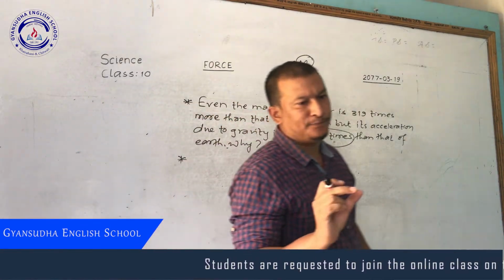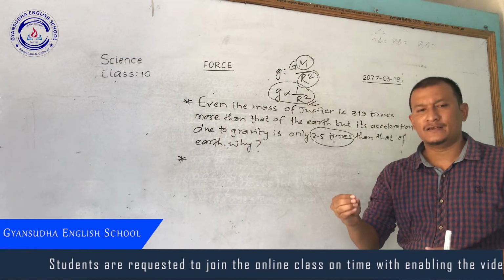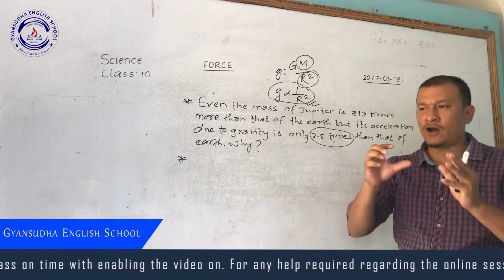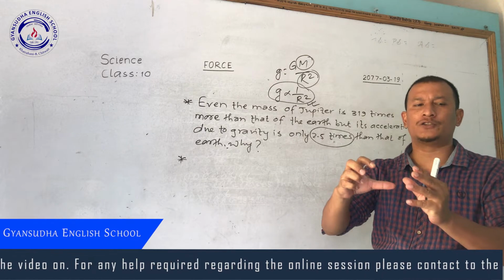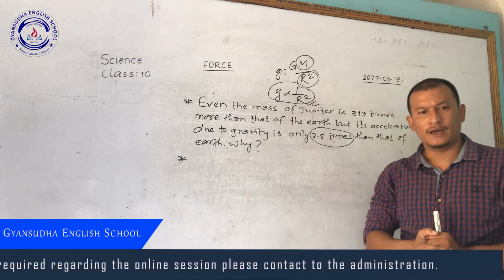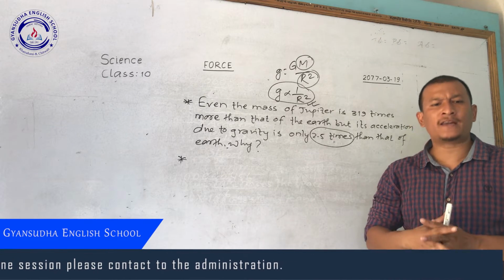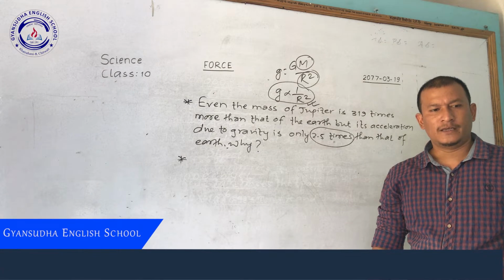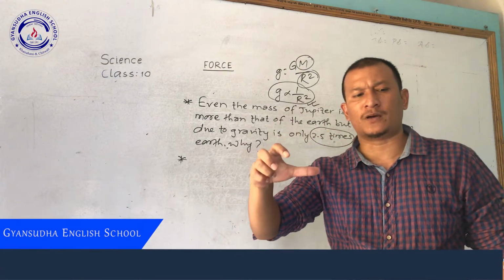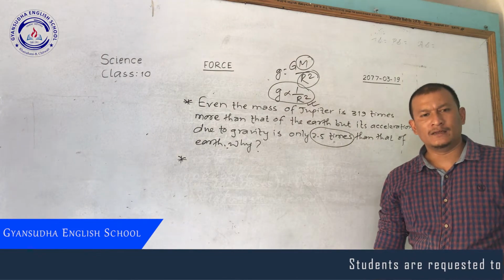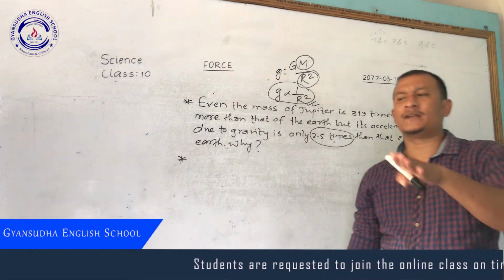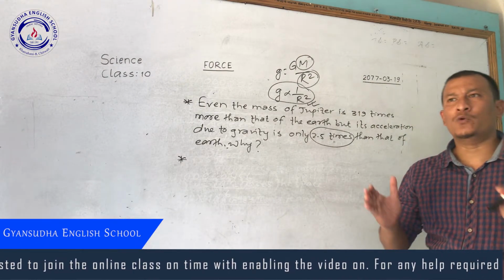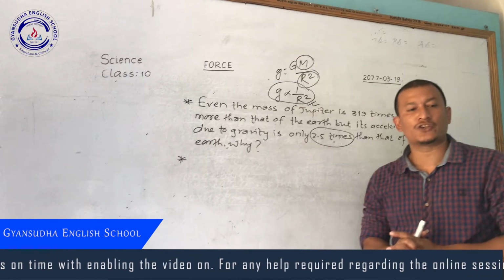An object is taken from the surface of the earth to the moon. Remember, an object is taken from the surface of the earth to the moon. Will the weight of that object increase or decrease? If we take the object from the surface of the earth to the moon, then the object will have more weight or less weight on the surface of the moon? Obviously, the weight of the object decreases on the surface of the moon.